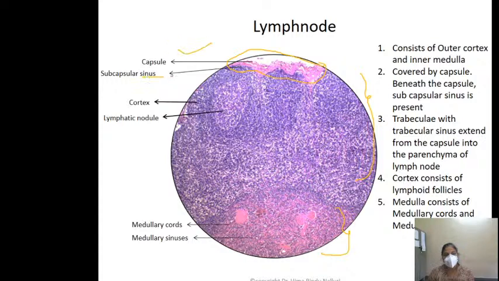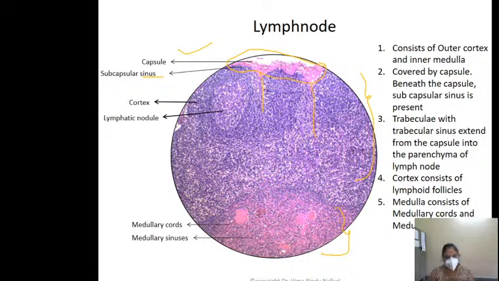So you see the capsule, then the subcapsular sinus, and from the capsule you see a number of septa extending into the lymph node. These are called the trabeculae. These septations going from the capsule into the parenchyma of the lymph node are called the trabeculae.